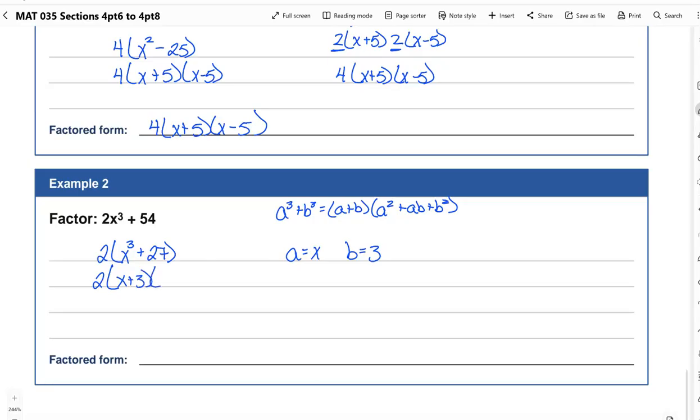So I can break that x cubed plus 27 down into x plus 3 times a squared, which is x squared, minus a times b, which is 3x, plus 3 squared, which is 9. 2 times x plus 3 times x squared minus 3x plus 9. There's my factored form.